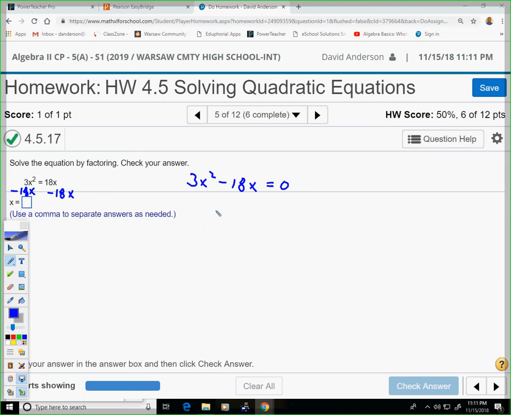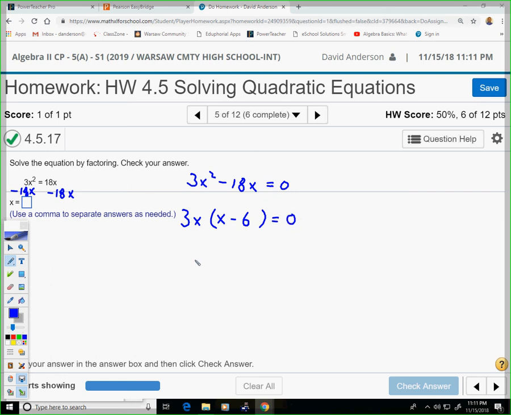Now it looks a lot like the previous problem number 4. I want to factor out. I want to look, okay, do these terms have anything in common? Yes, they have a 3 in common, and they also have an x in common. So let's factor the 3x out. When I factor 3x out of 3x squared, I'm left with just x. When I factor 3x out of 18x, I'm left with 6. You can distribute it, make sure you did it right. 3x times x is 3x squared. 3x times negative 6 is negative 18x.